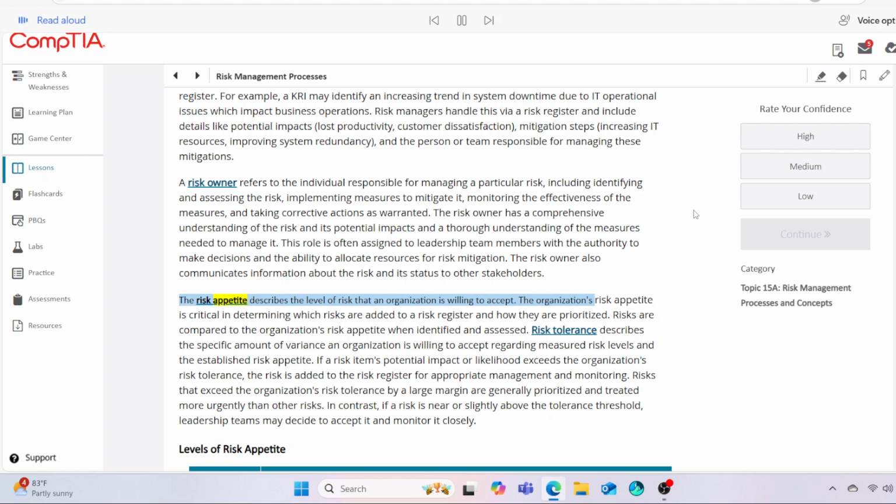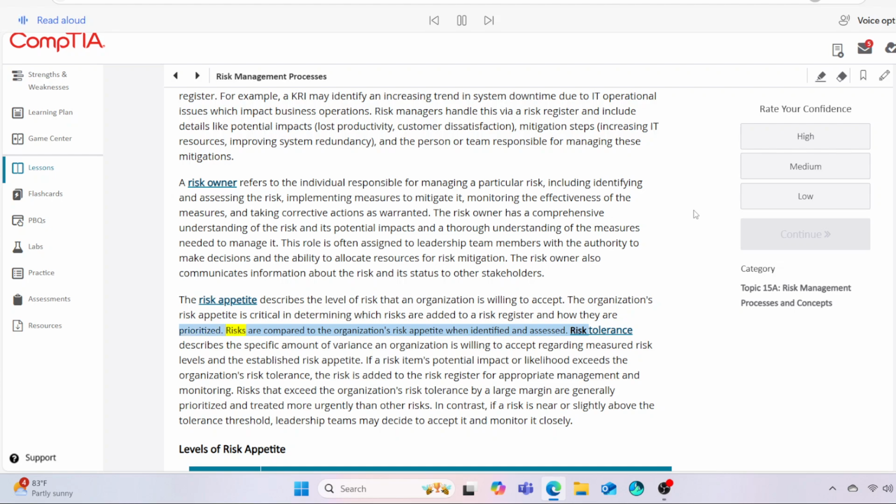The risk appetite describes the level of risk that an organization is willing to accept. The organization's risk appetite is critical in determining which risks are added to a risk register and how they are prioritized. Risks are compared to the organization's risk appetite when identified and assessed.